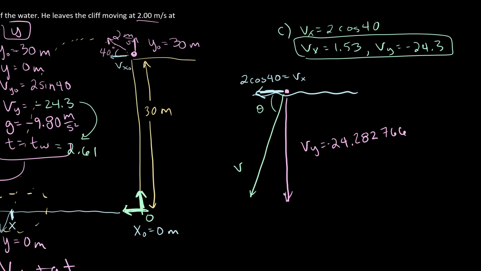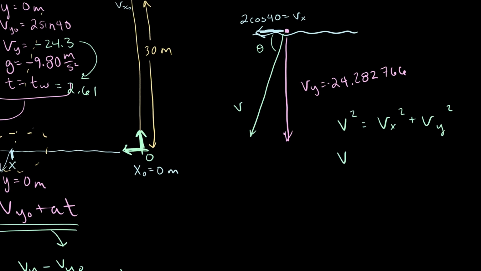Okay, so if we're going to report the magnitude, we can use Pythagorean theorem. So we know that V squared is going to equal Vx squared plus Vy squared. So we get V equals the square root of 2 cosine 40 squared plus 24.3 squared. And again, in my calculator, I carried out more decimal places than that, but we do end up with a velocity of 24.3 meters per second, which is kind of weird.